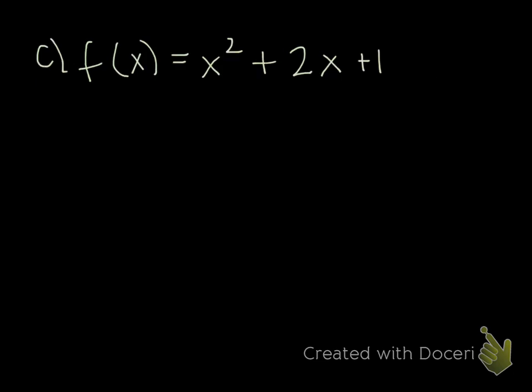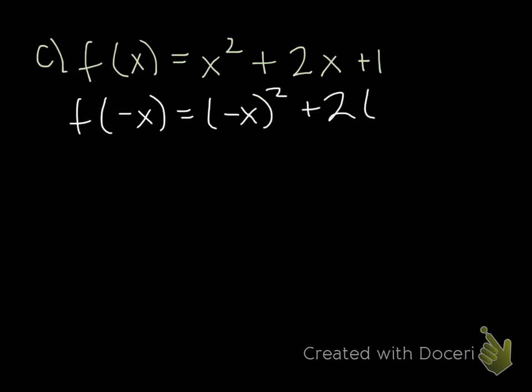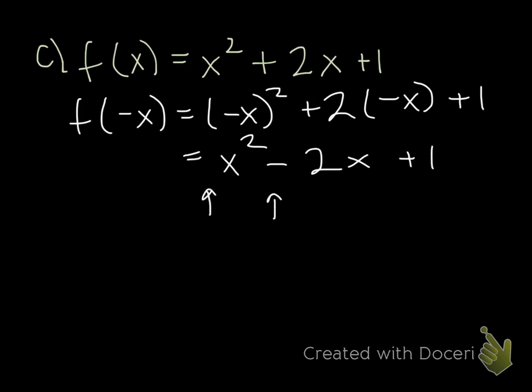Letter C is x squared plus 2x plus 1. And again, we start the same way. I have a negative x, the quantity squared, plus 2 times a negative x plus 1. So this will be a positive x squared minus 2x plus 1. Notice this sign, the first one stayed the same, the second one is opposite, and the third one's the same. So it has to be consistent. Either they all change or they all don't change. So when this happens, this would be an example of a neither.